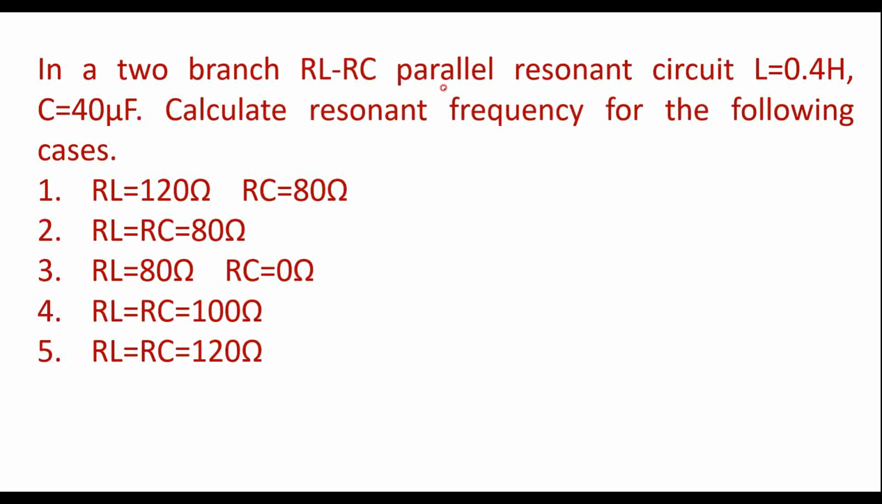In a two-branch RL, RC parallel resonant circuit, L is equal to 0.4 henry and C is 40 microfarad. Now we are supposed to calculate the resonant frequency for all these different cases. Before starting with the different cases, let me draw the two-branch parallel circuit. So this is the two-branch parallel circuit, this is RL, this is L, this is C and this is RC.